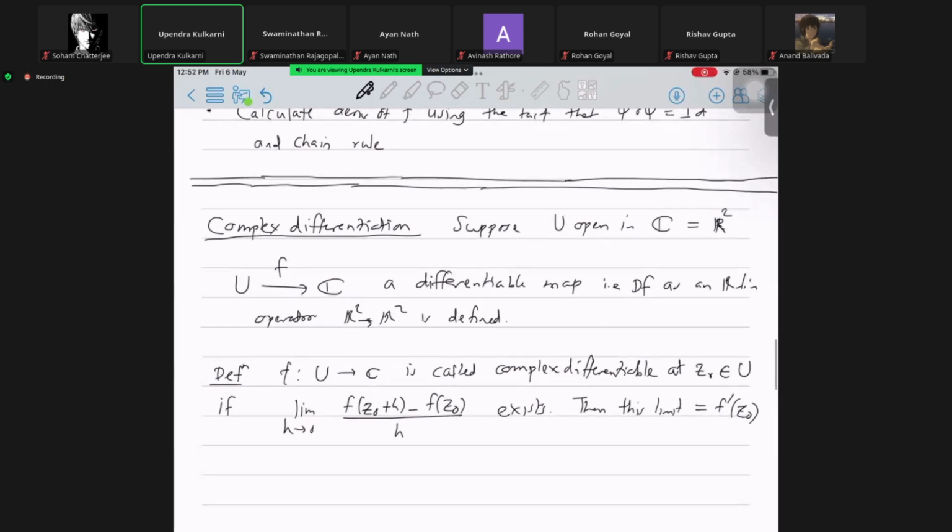So there is a lot to understand over here. One is that here h is a complex number, in the field C. I can divide one complex number by another, as long as the complex number that I'm dividing by is non-zero. And h is a complex number. What does it mean that h approaches 0?